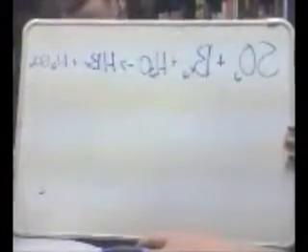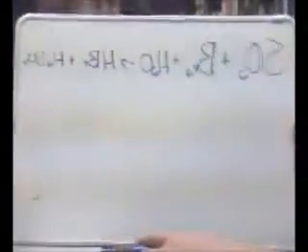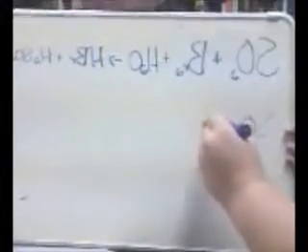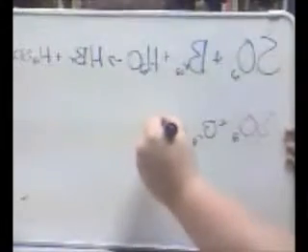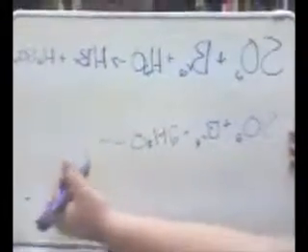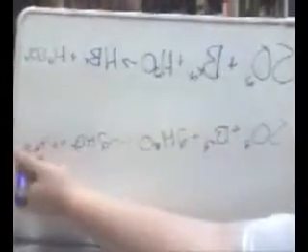Okay, so we have this equation: SO2 plus Br2 plus H2O yields HBr plus H2SO4. And it's going to end up being, so write this down, brother: SO2 plus Br2 plus 2H2O yields 2HBr plus 2H2SO4. Thanks, Greg.